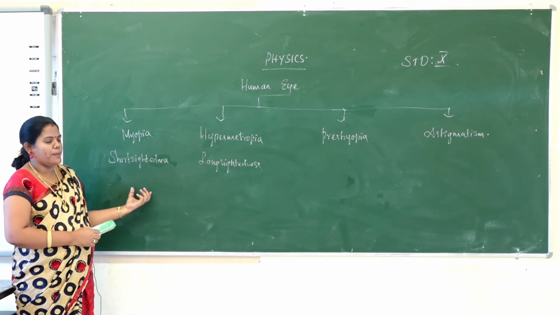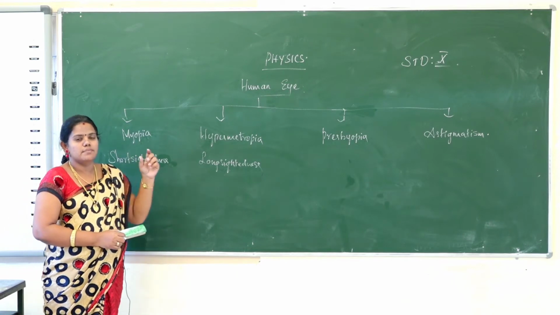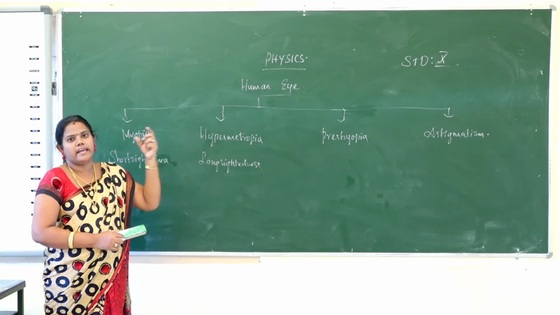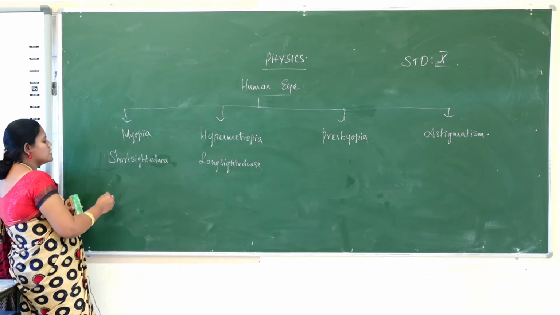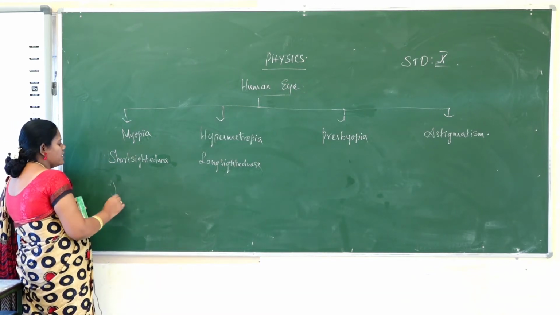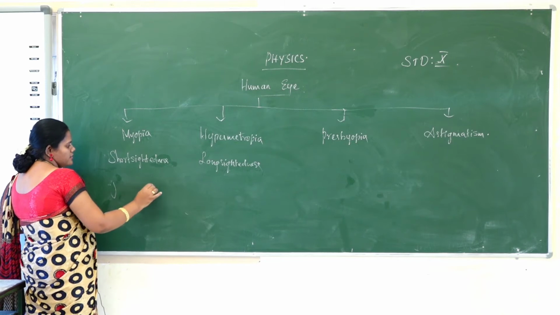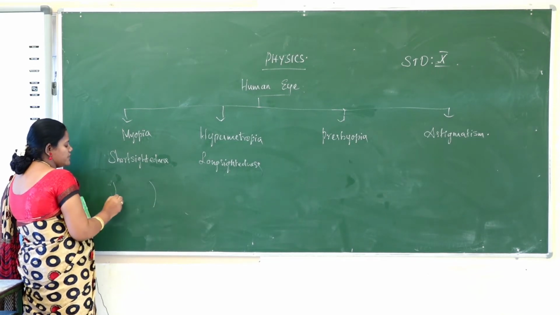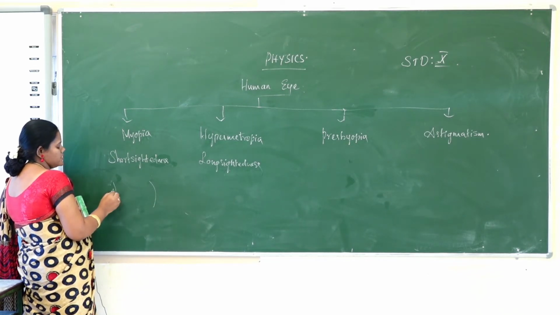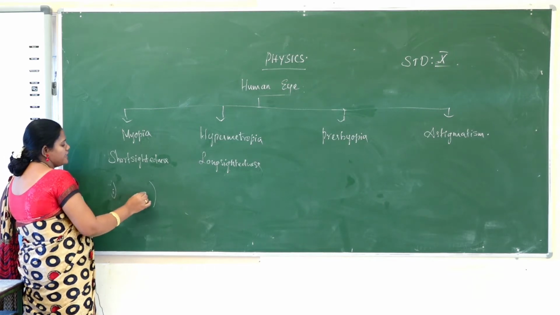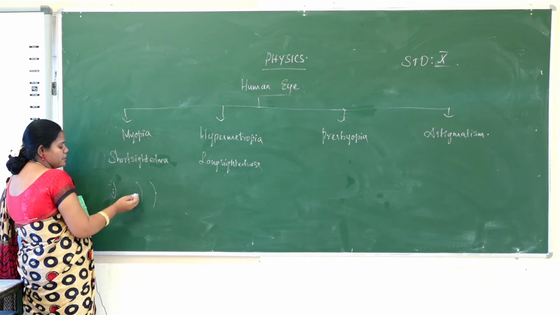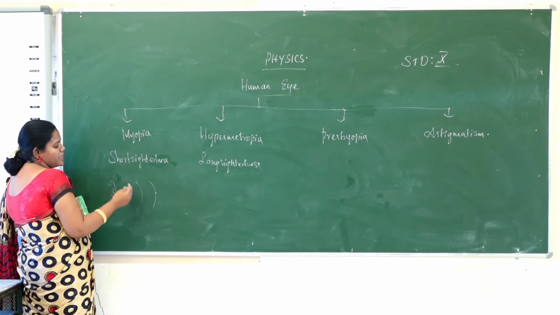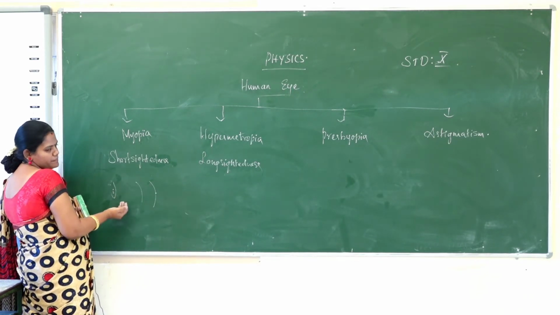So first, the myopia disease: the distance between the eye lens and the principal focus. What is the meaning of focal length? Suppose the eye lens is there and the retina is there. The distance between the lens center and the principal focus is where the image should be deposited. But when the length increases, the rays will be deposited in front of the retina.